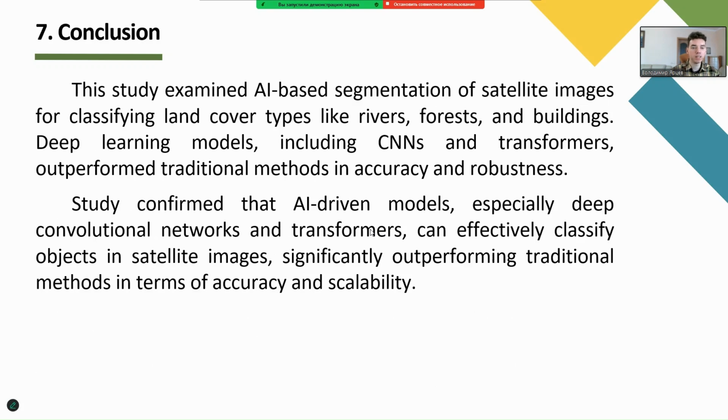This study examined AI-based segmentation of satellite images for classifying land cover types like rivers, forests, and buildings. Deep learning models, including CNNs and transformers, outperformed traditional methods in accuracy and robustness. The study confirmed that AI-driven models, especially deep convolutional networks and transformers, can effectively classify objects in satellite images, significantly outperforming traditional methods in terms of accuracy and scalability.